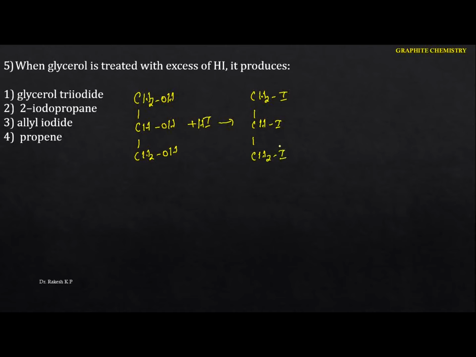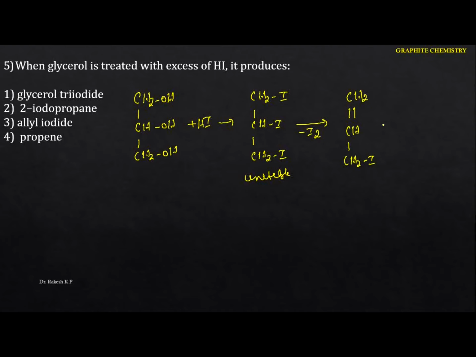But this molecule is highly unstable. The reason is that when you have iodine on adjacent carbon atoms, we can identify that it is highly unstable. So here it eliminates an iodine molecule and forms the respective alkene. That means here we got allyl iodide.